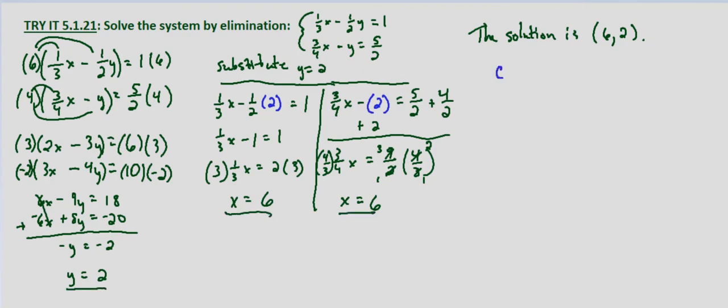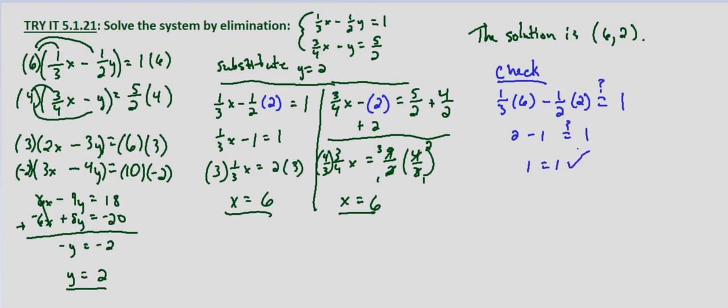Now we'll check that solution by making sure that both equations end up making a true statement with those values. So 1/3 times 6 minus 1/2 times 2. We want to know, does that equal 1? So 2 minus 1, does that equal 1? 1 does equal 1, so that checks. And we'll plug it into our other equation, 3/4 times 6 minus 2. We want to know, does that equal 5 halves?